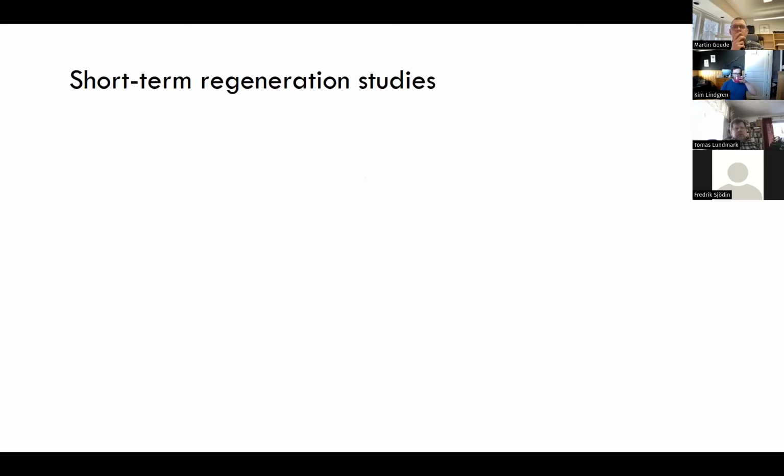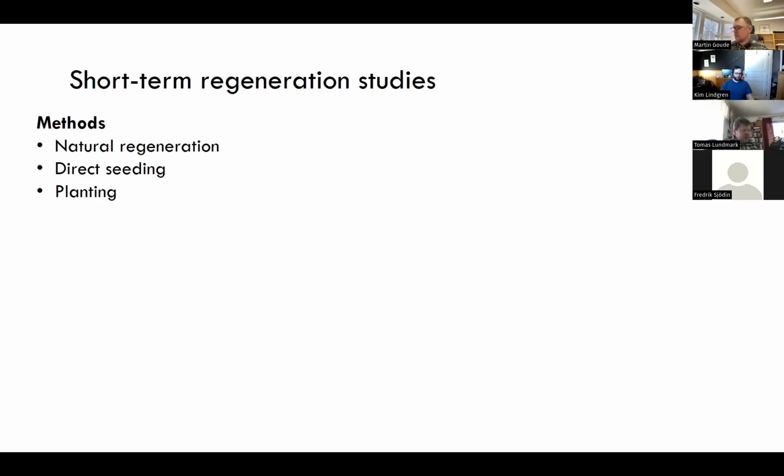Okay, and with this, I would like to move to the outcomes from our short-term regeneration studies, where we try to compare natural regeneration, direct seeding, and planting on the same site. And such experiments are quite rare. So most of the knowledge that we have relies on the comparison of different methods between sites, often neighboring sites.